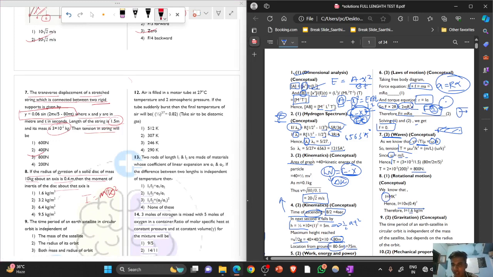It's simply because moment of inertia is M R square. So M R square is equal to kg and radius in meters, so kg meter square. That will not divide here. So you simply get 1.6 kg meter square. Okay, now moving ahead.